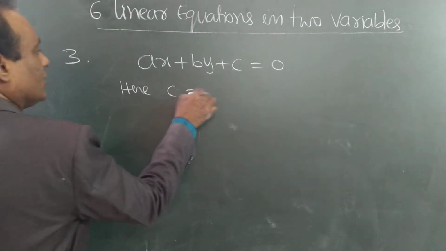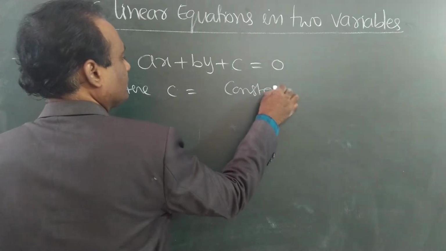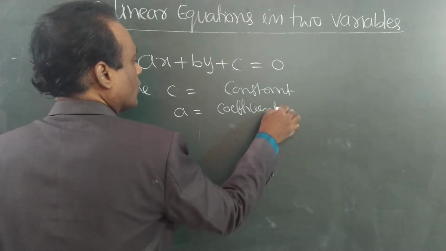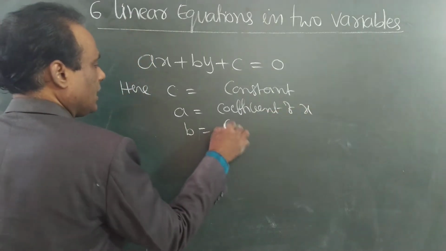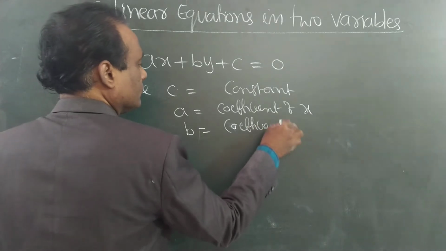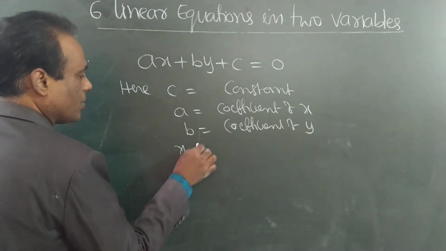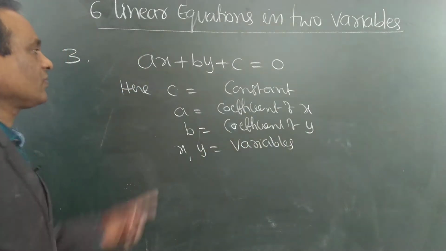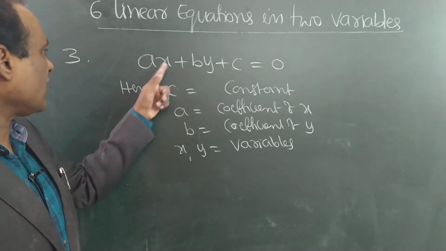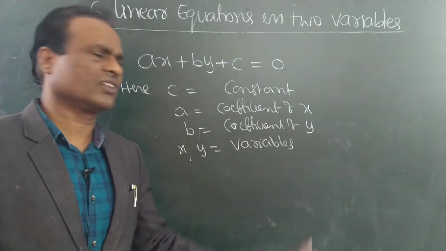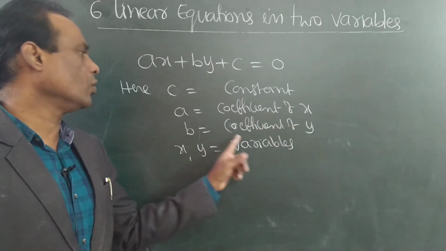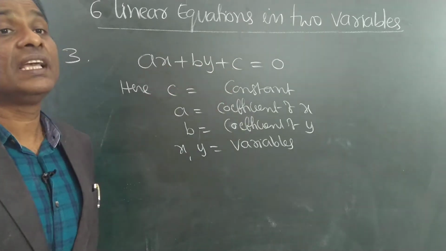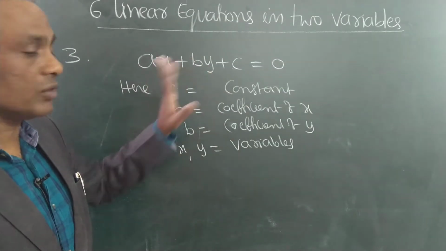Here c is constant. A is also constant but is also called coefficient of x. B is coefficient of y. X comma y are variables. How many variables? Two variables. C is completely a constant. A is x coefficient. B is y coefficient. That's all. So this is the standard form of linear equation in two variables.